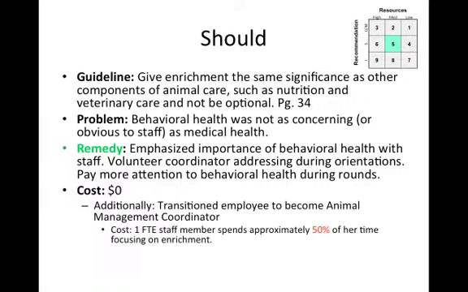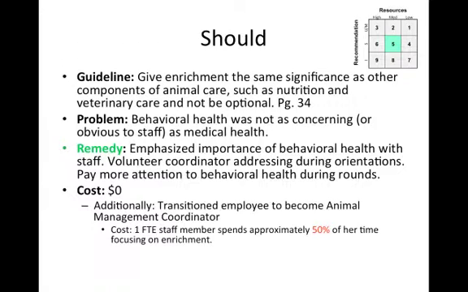Here's a should: give enrichment the same significance as other components of animal care, such as nutrition and veterinary care, and it's not to be optional. Their problem was that behavioral health was not as concerning or obvious to staff as medical health. It wasn't something that their staff really spent a lot of time thinking about. So their remedy was to emphasize and give training on behavioral health to the staff.